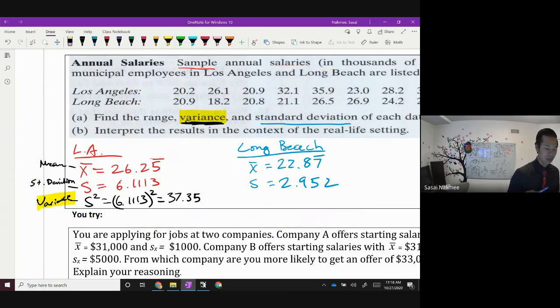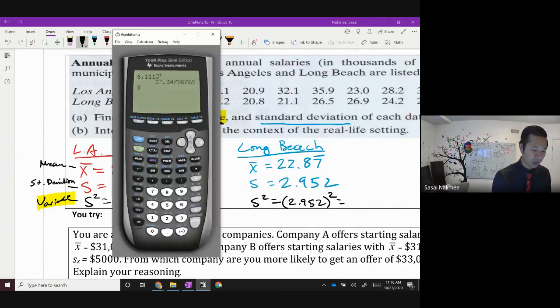All right, so yeah, that's how you calculate the variance. So let's do it again for this problem over here for Long Beach. What's the variance going to be for Long Beach then? Well, all we got to do is take the number that we got for our standard deviation, which is 2.952, and square it. And that's going to give me my answer. So the variance for Long Beach is 2.952 squared. And again, how do you hit that little squared button? There's a little x squared right here.